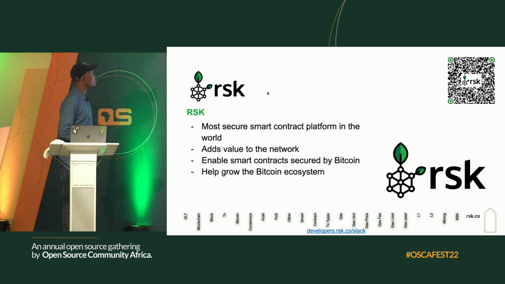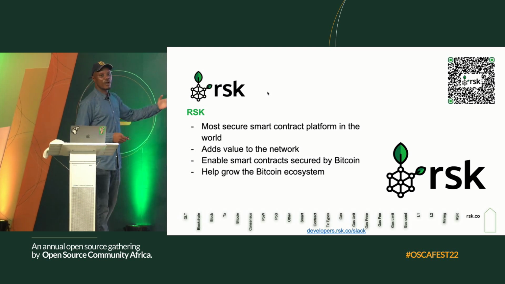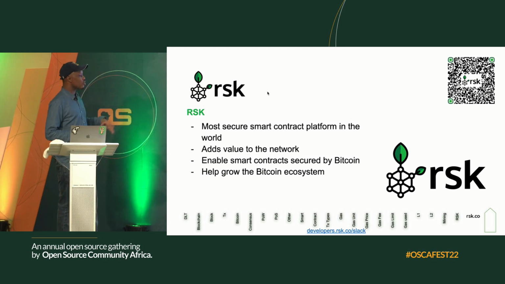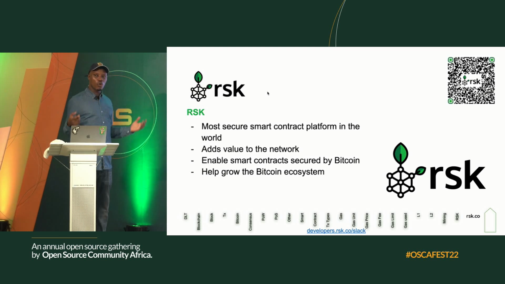So let us look at a technical overview of the RSK. RSK is the most secure smart contract platform in the world. It adds value to the Bitcoin network by enabling smart contracts developed and secured by Bitcoin. It helps grow the Bitcoin ecosystem. I don't think Bitcoin is going to evolve more than its cryptocurrency, but because of how powerful it is, RSK is enabling people to build smart contracts.